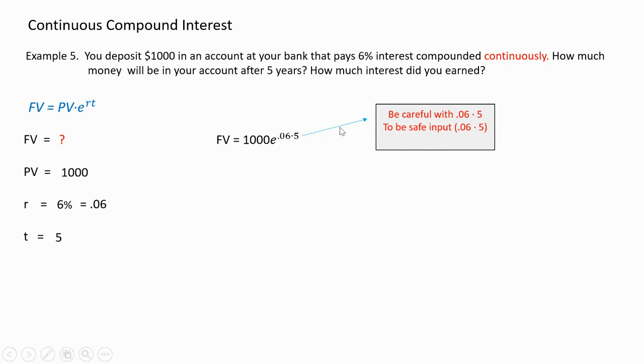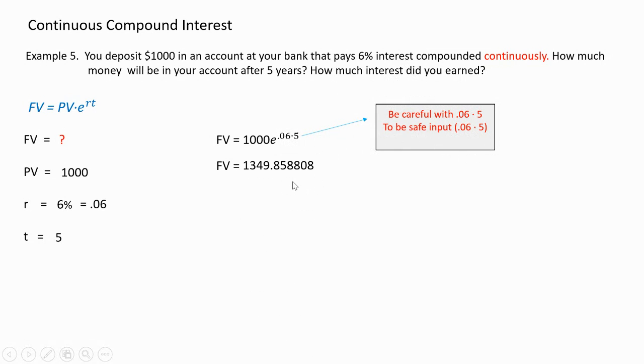So here, guys, you got to be careful with 0.06 times 5. To be safe, input the parentheses, guys, because there are some calculators that will not read it as 0.06 times 5. Some calculators will put the 0.06 and then the times 5 on the bottom. So that will be wrong. The answer will be wrong. So to play it safe, every time you have an exponent, you always put parentheses, right? For example, parentheses 0.06 times 5 close parentheses. So now it can be input into the calculator.